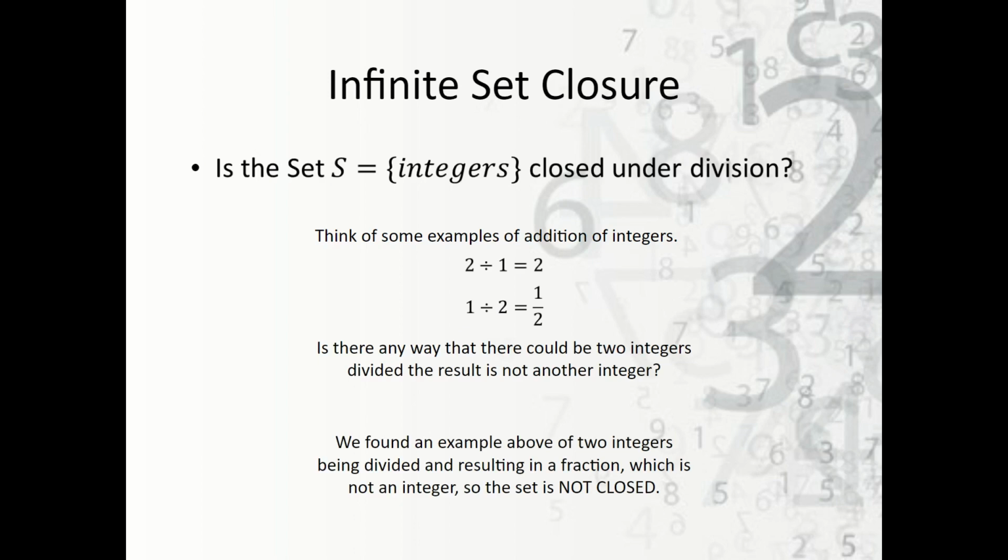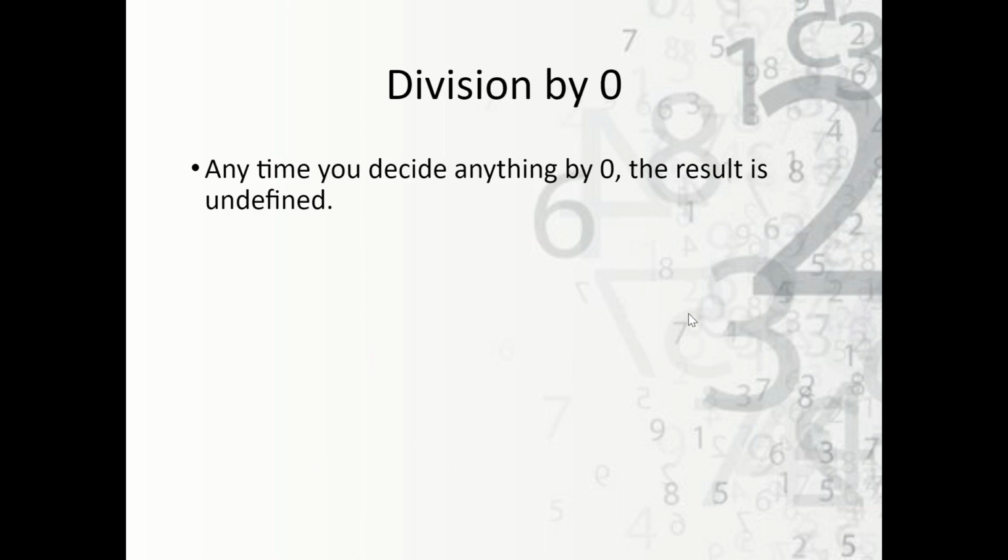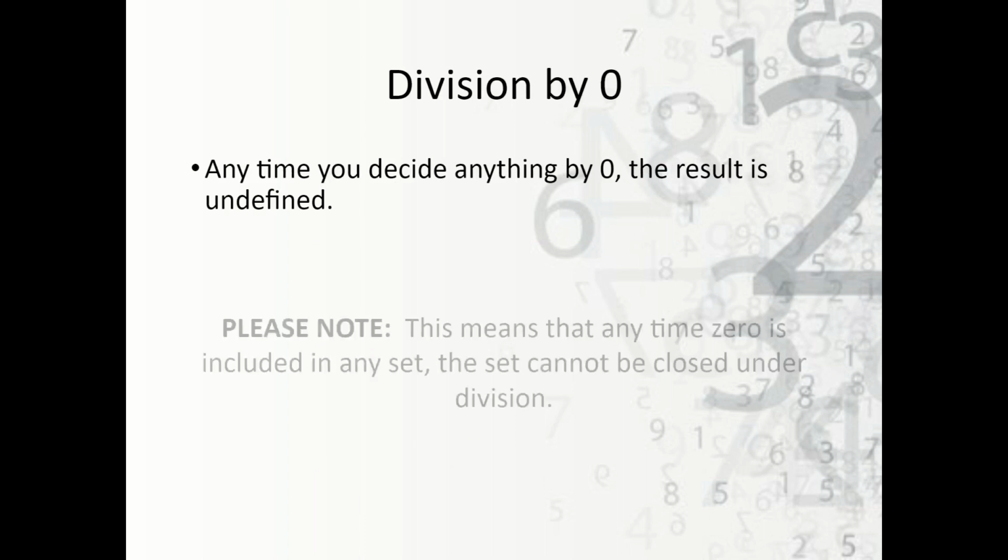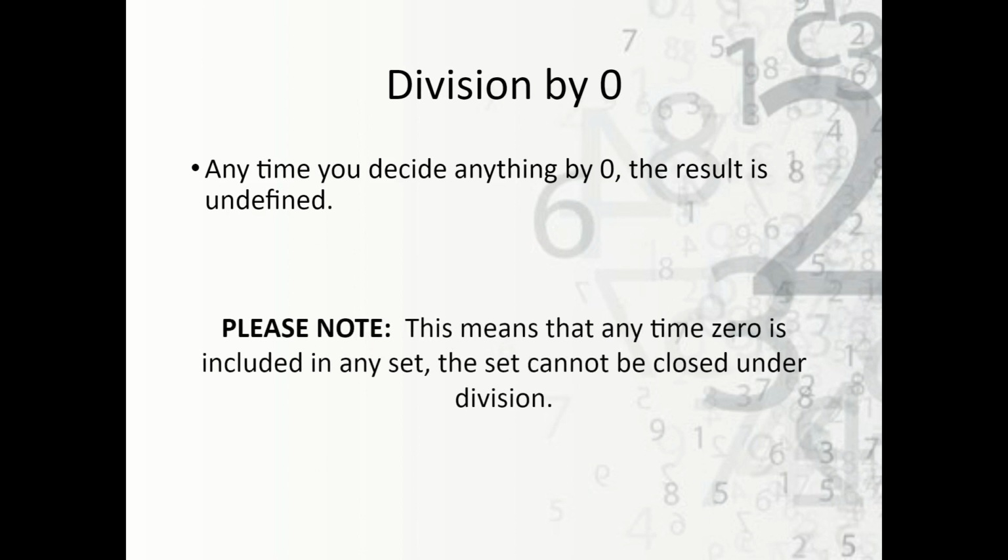Now, there's an easier way for us to be able to tell that this set is not closed. Because I told you last time, if we include 0 in the set, then it is never closed under division because it's undefined. If we divide something by 0, it will always be undefined. So 0 is an integer, and if we were to divide a set by 0, it would be undefined. So therefore, that previous set would not be closed because of division by 0.